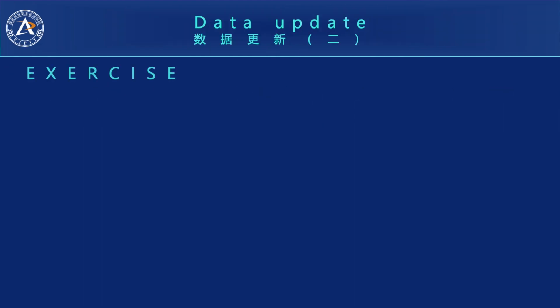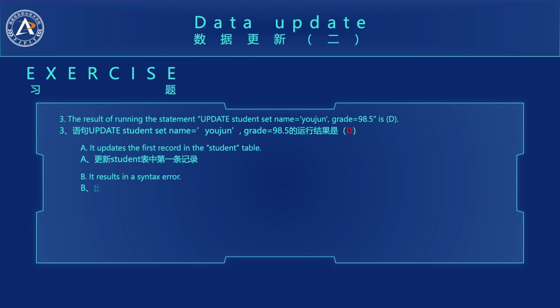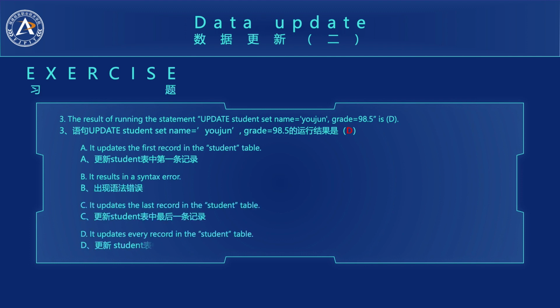Third, the result of running the statement update student set name equals Yojin, grade equals 98.5 is D. A. It updates the first record in the student table. B. It results in a syntax error. C. It updates the last record in the student table. D. It updates every record in the student table.